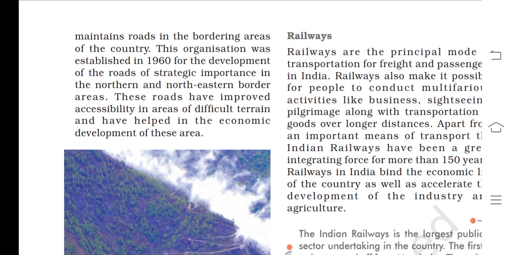In this chapter, we have firstly seen the modes of transportation, the means of transport, which are land, water, and air. In land, we have roadways, railways, and pipelines. We were studying about the different roadways one by one. Lastly, we had studied about border roads, those roads which are connecting the bordering areas.